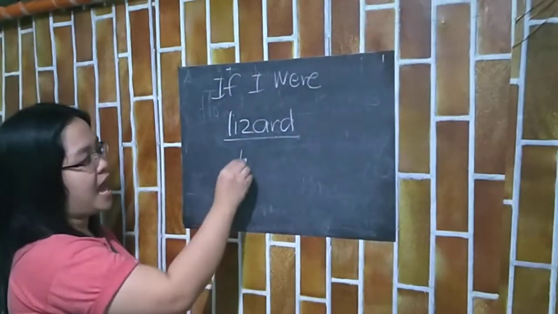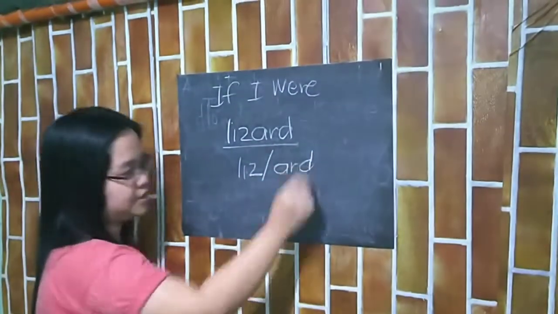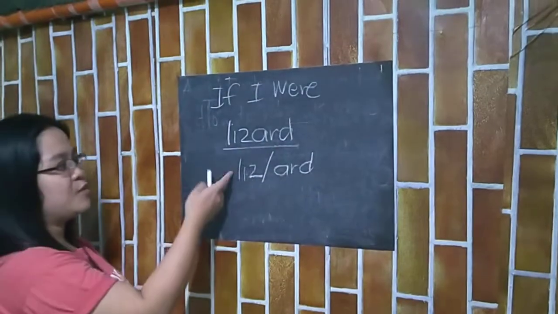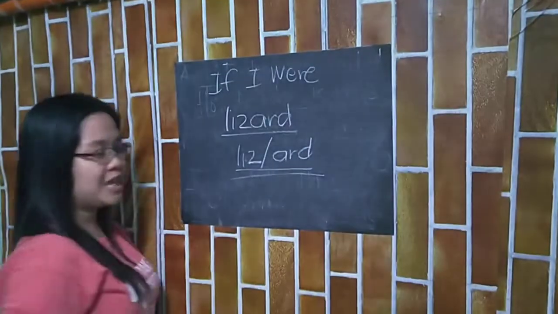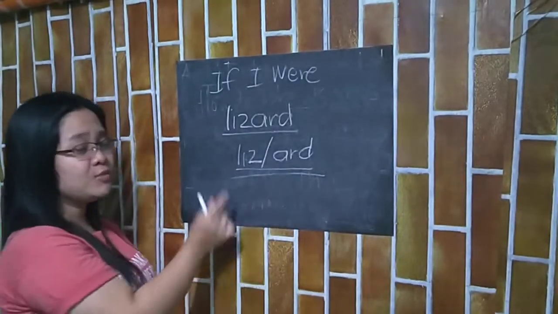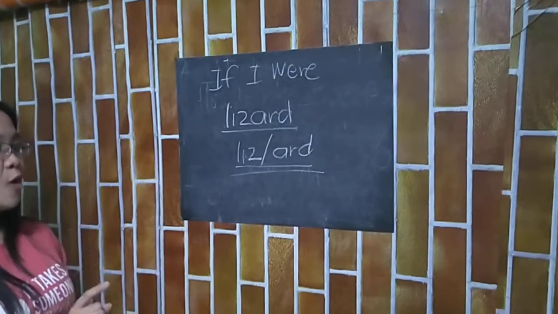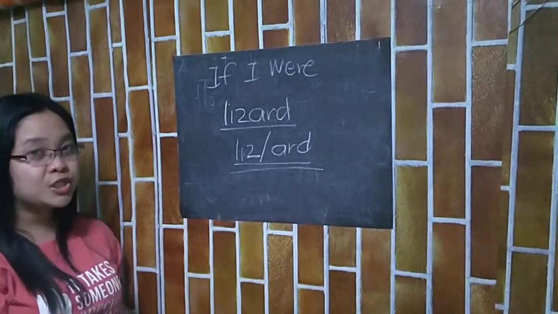Lizard. So we have liz and ard. Okay? So as you can see, we break down the word lizard into these particular parts. So we have liz and ard. So that's what we are going to do with the rest of our poem. We are going to find some difficult words to read.